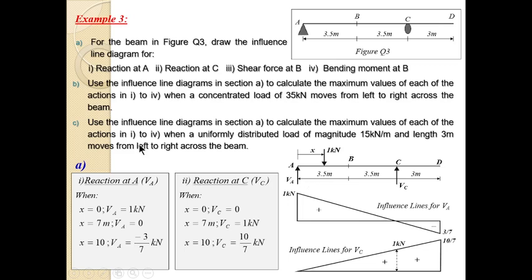So we now go to the second part of the question. We say, use the influence line diagram in section A to calculate the maximum values of each of the actions in A, 1 to 4, when a concentrated load of 35 kilonewton moves from left to right across the beam. What it means is that a concentrated load of 35 kilonewton is moving across this beam from left to right. You should indicate at what point the load will be that we will have maximum reaction at A, and what will be the value. Do the same for reaction at C, shear force at B, and bending moment at B.